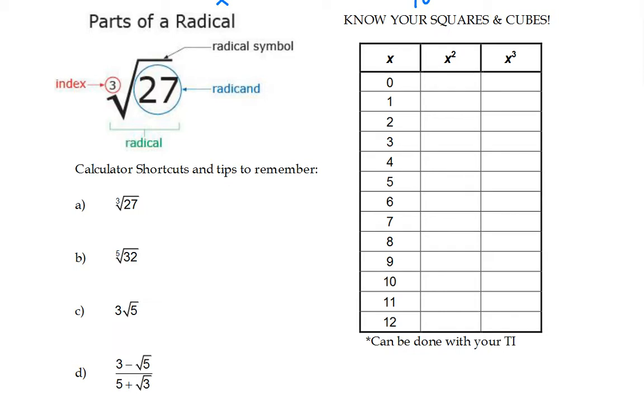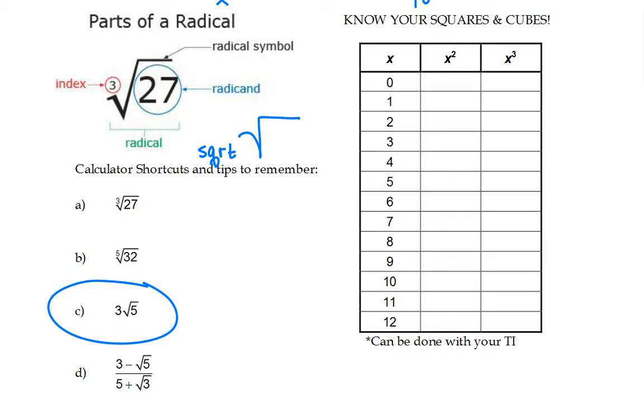Take a look at part C there, though. That one doesn't have the index. If the index is not written, what do you assume it to be? The square root. Okay? So if it's not written, it's the square root. If the little 2 is not there, it's a square root. Otherwise, they'd have to tell you what type of root it is.